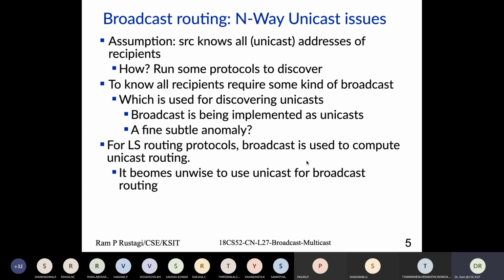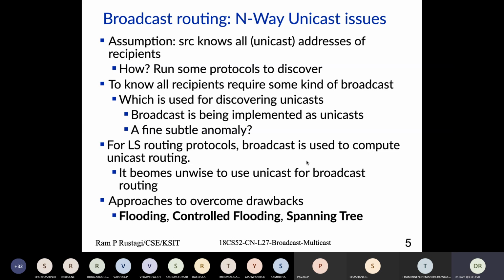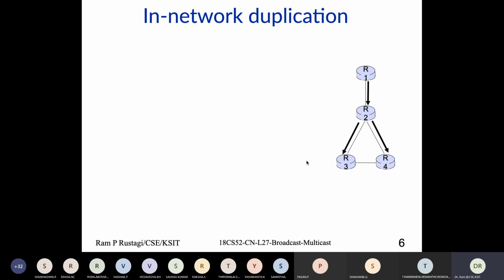So it is pretty much unwise. We do use broadcast to implement unicast routing, where we send only one packet. Now we're doing the reverse, which doesn't make sense. So we'll look at what we can do with in-network duplication.